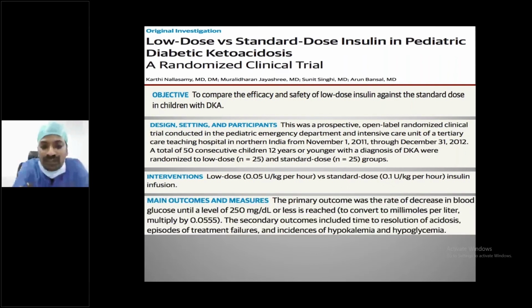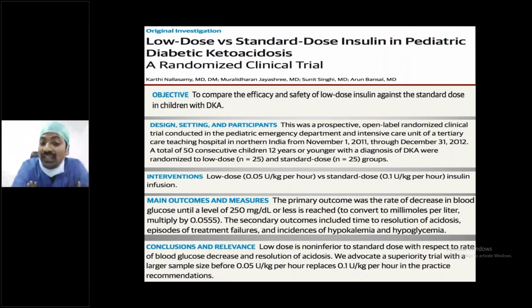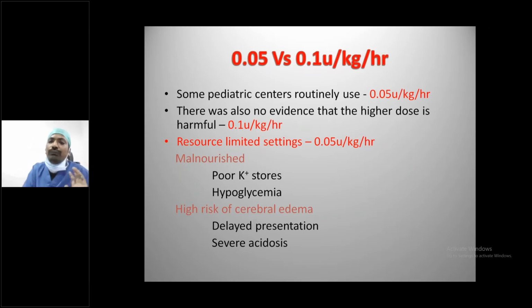The primary outcome measured is the rate of decrease of blood glucose level, and the secondary outcome is resolution of acidosis. The conclusion is that low dose is non-inferior to standard dose with respect to rate of blood glucose decline and resolution of acidosis. So there is no significant difference if you use either low dose or standard dose. Low dose in the sense 0.05 units per kilo per hour. So which one to follow? Either 0.05 unit per kilo or 0.1 unit per kilo.